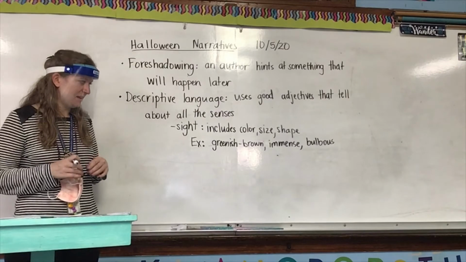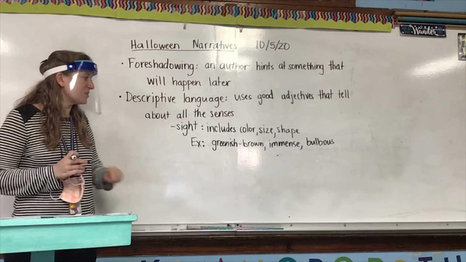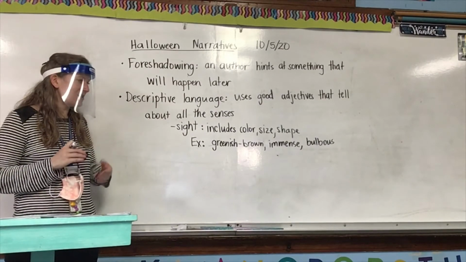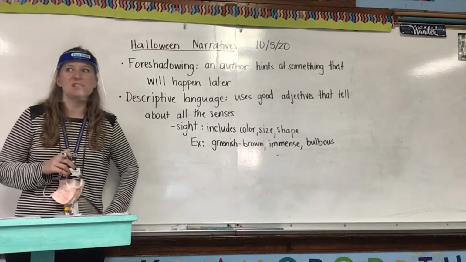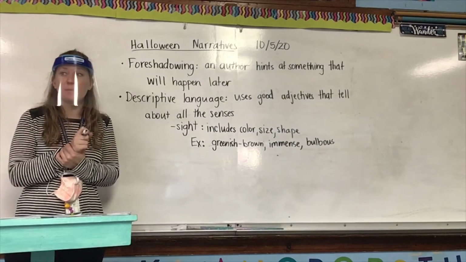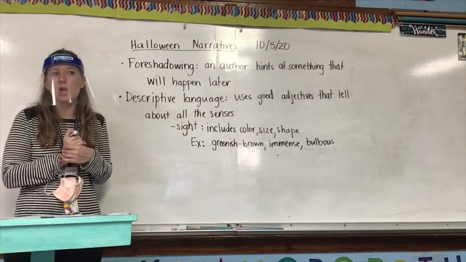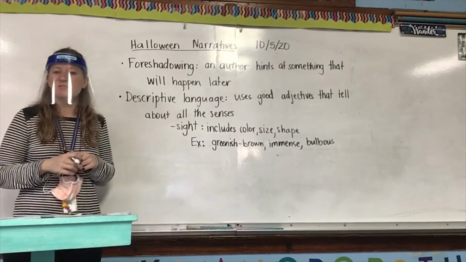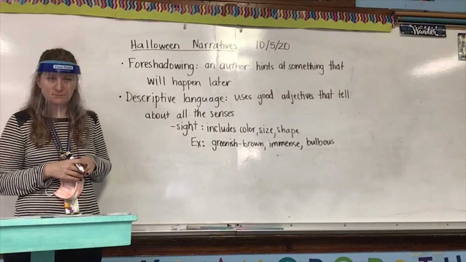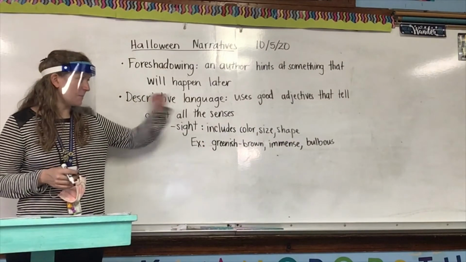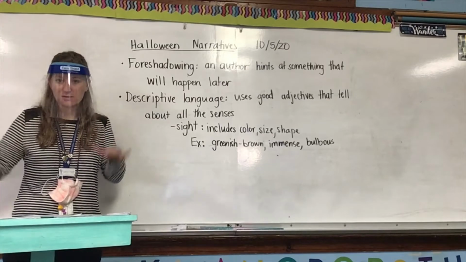Perfect. Good. So these are things. Sight includes color, size, and shape. Your dictionary is a good place to look because the dictionary also tells you what part of speech it is. If you find a word that you're like, ooh, that might be good, but it's a verb, will it work for descriptive language? No. Because descriptive language is about adjectives, describing words.